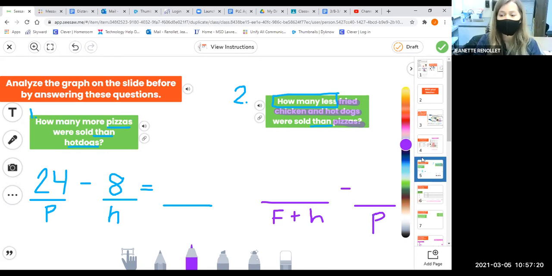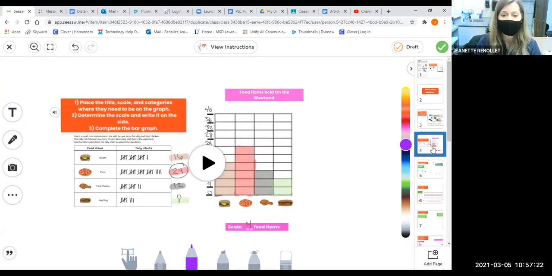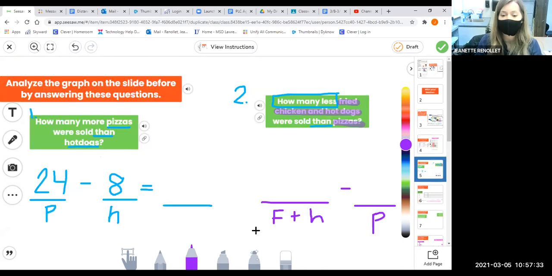Do that right now. Go look at your data on slide number 4. Find fried chicken and hot dogs, add them together. Then compare it to pizza. You have 2 minutes to do that and find your answer. Be ready to find the answer. Ready, go.